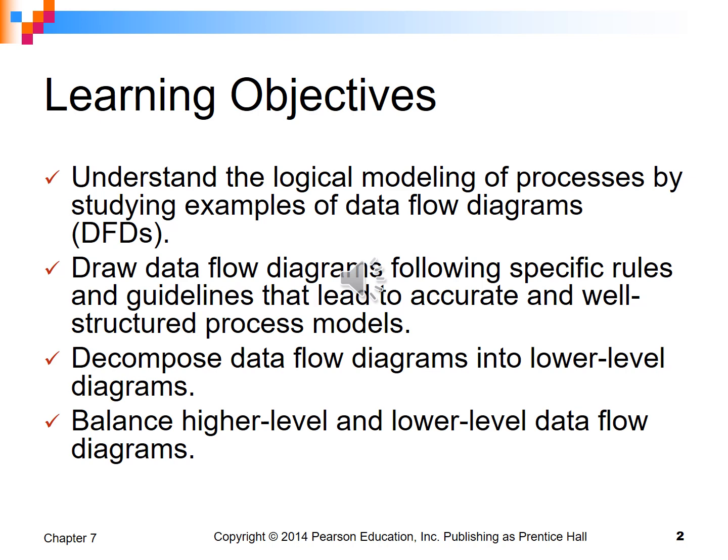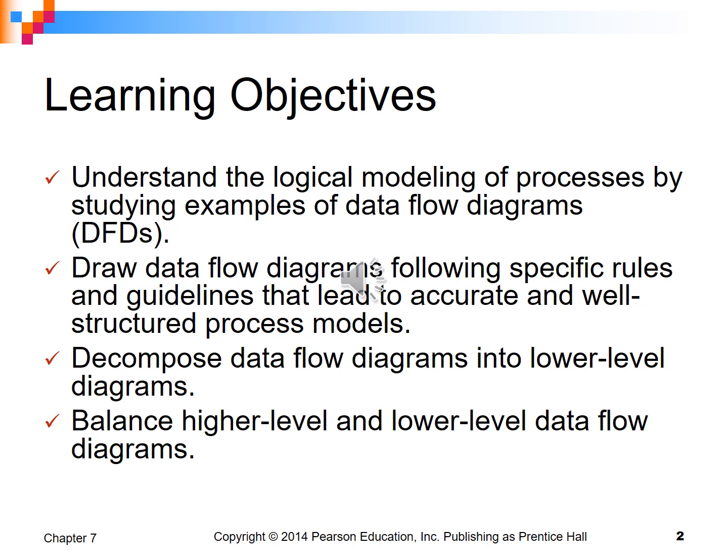Now, after finishing the introduction for this chapter, which explains the whole story of our course from the first chapter, fifth and sixth, and now we're talking about the seventh, we want to see what the objectives for this chapter are. First, understand logical modeling of process by studying examples of data flow diagrams. The context diagram is like a data flow diagram, because the rules we use to build the context diagram are the same rules we use for the data flow diagram.